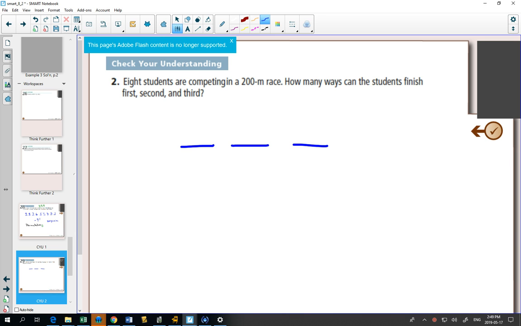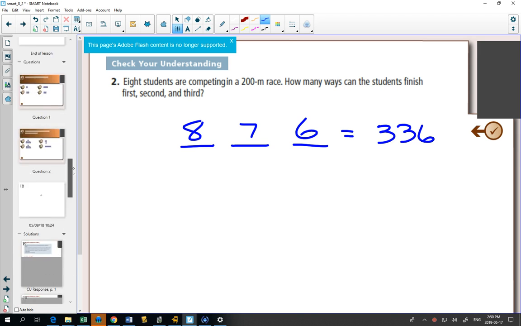Right? 8 people in a race. Any one of the 8 could come in first place. Then only 7 in second, and 6 in third. And we already did this math earlier to get 336.